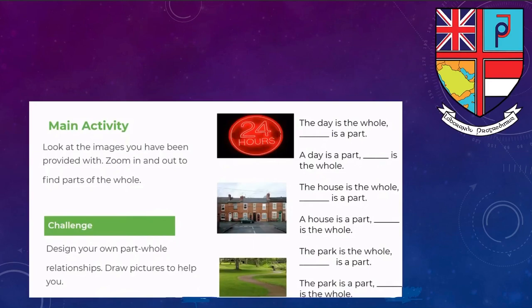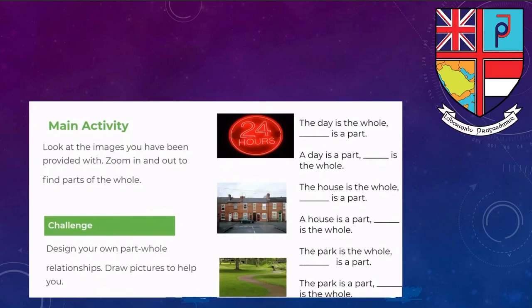As long as you don't say a centimeter is a part. That doesn't really make sense. So as long as it's relative, the day is the whole. So a second is the part, or a minute, along those lines. So then you have a go at doing something yourself. So you can design your own part of the whole. So you can think of a part, look around in your homes. Do you have a dining table with chairs? Which could be the part and which could be the whole?